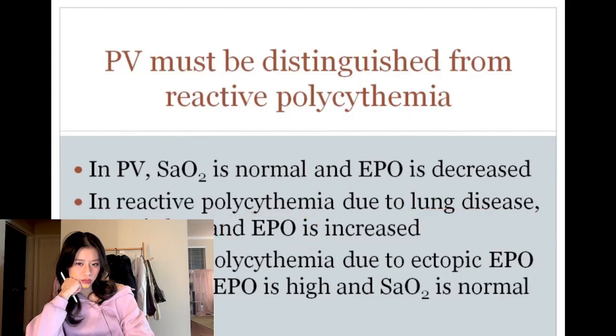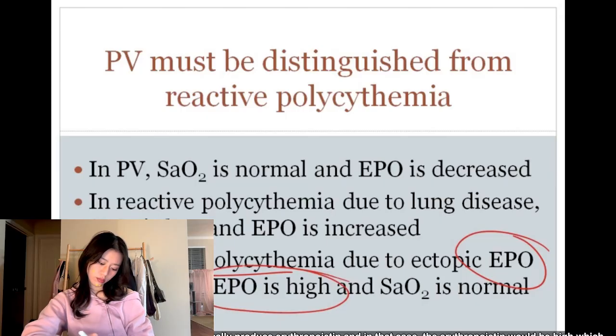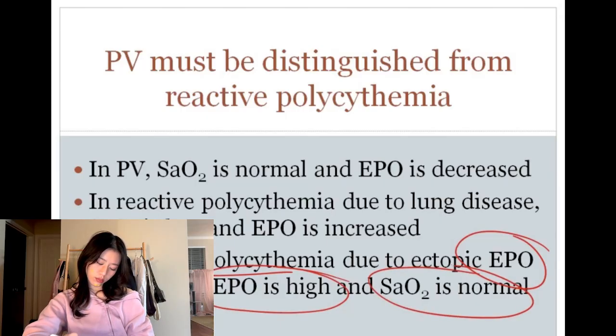Another way that we could get a reactive polycythemia would be if we had a tumor that ectopically produced erythropoietin. And the tumor that does that is renal cell carcinoma. That's high yield. So a tumor, for example, renal cell carcinoma, could ectopically produce erythropoietin, and in that case, the erythropoietin would be high, which would be driving that high red blood cell count, but the SaO2 would be normal because there is no hypoxemia in the patient.